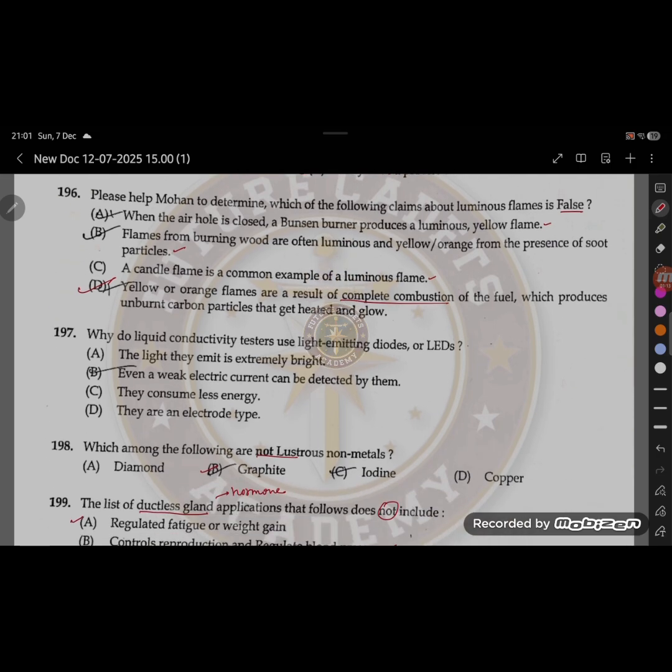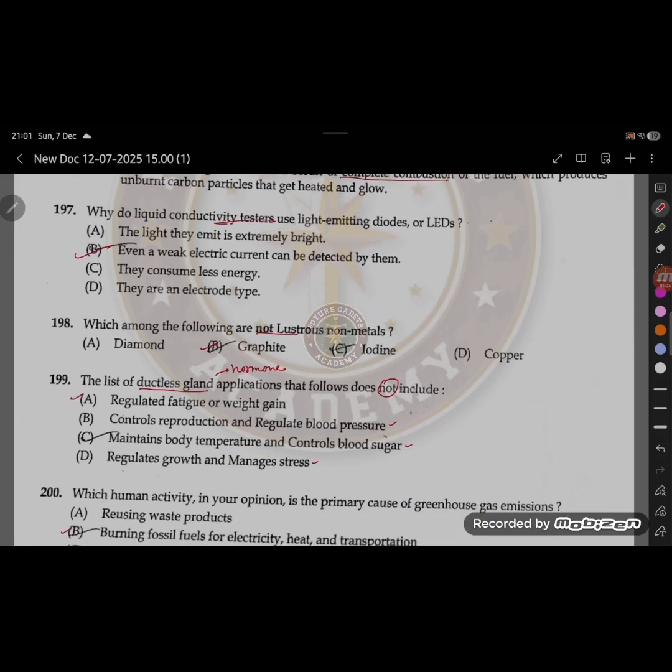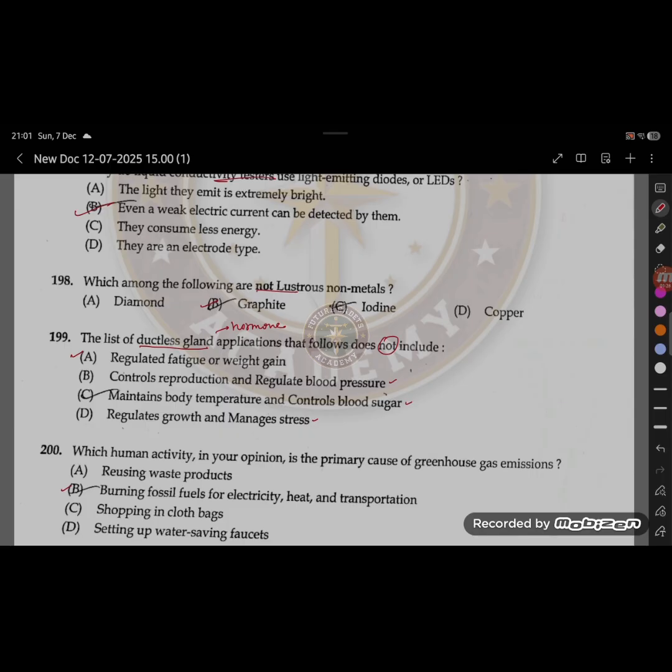And coming to the next one, it is about conductivity testers. So why do they detect light? Because they can detect even a very weak current. So LEDs can be used as detectors also, as testers also. Now 198, not lustrous non-metal. Now diamond is a non-metal, but we all know it shines. Iodine is the exception. Copper is a metal, so graphite will be your answer.